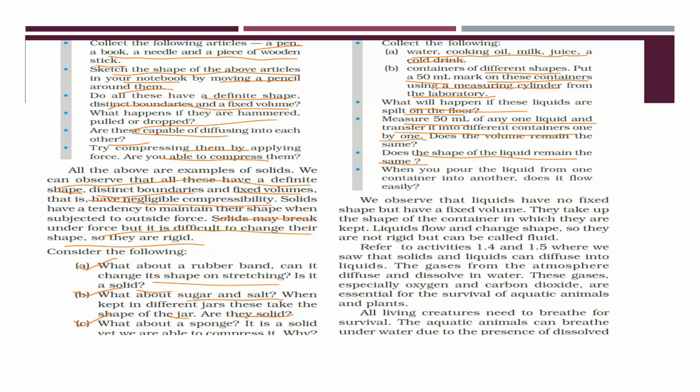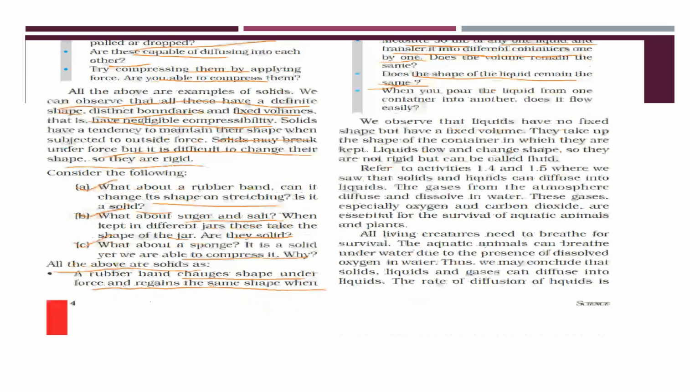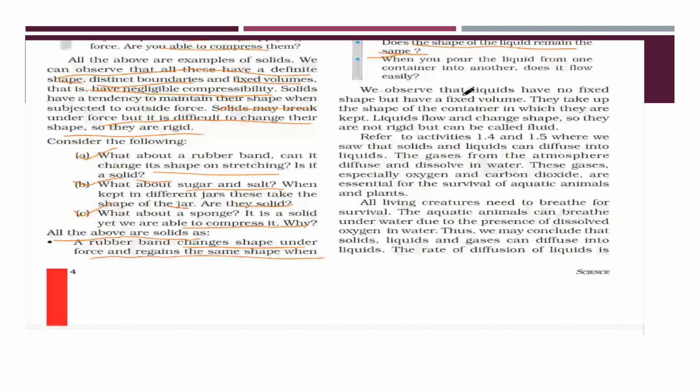So what do we observe in this? Our observation is that liquids have no fixed shape, but they always have a fixed volume. They take up the shape of the container in which they are kept. Liquids flow and change shape, so they are not rigid but can be called a fluid. So liquids can be called fluids.